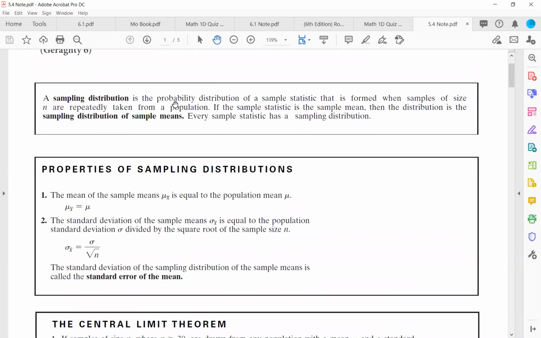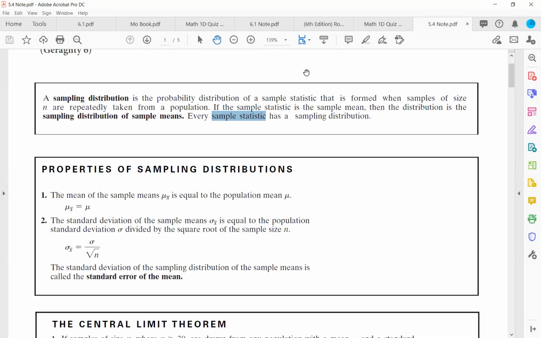A sampling distribution is the probability distribution of a sample statistic that is formed when samples of size n are repeatedly taken from a population. If the sample statistic is the sample mean, then the distribution is the sampling distribution of sample means. Every sample statistic has a sampling distribution. Sample statistic, remember that? Sample statistics are numerical characteristics for your samples.